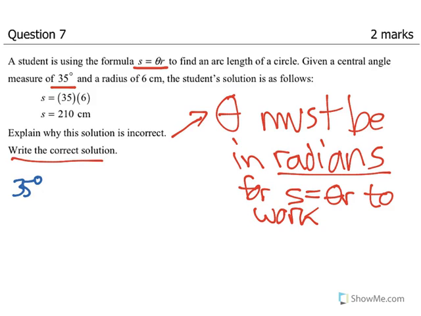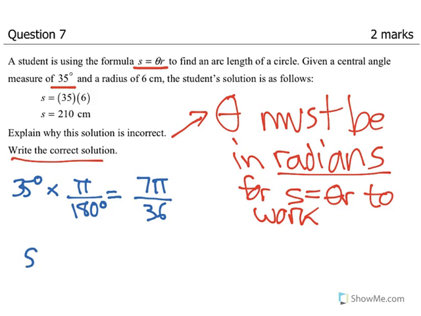How do we convert degrees to radians? We need to multiply by pi over 180, because that's the ratio of degrees to radians, pi radians for every 180 degrees. And then this can reduce. If we divide them both by 5, we get 7 pi over 36. So that's our angle in radians.